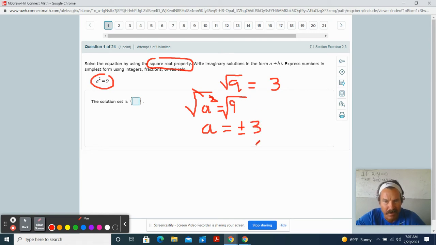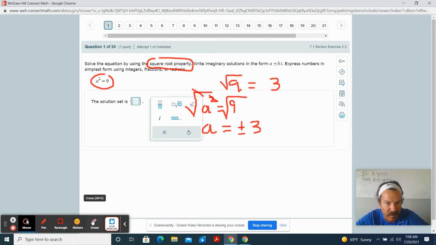Remember yesterday, whenever you watched the mini video, we talked about quadratic equations having two solutions. If you don't put the plus or minus sign down, you're only going to get one solution. This should make sense when you plug it back in. We know that 3 squared is equal to 9, but also negative 3 squared is equal to 9, because negative 3 times negative 3 is equal to 9. So when we put our solution set in, you're going to see a little plus or minus sign.